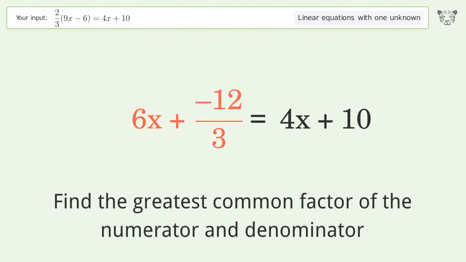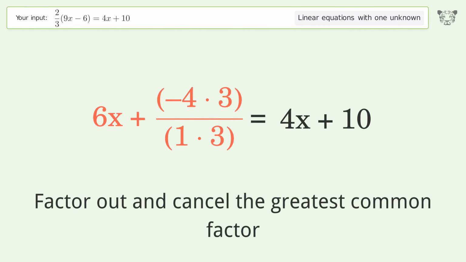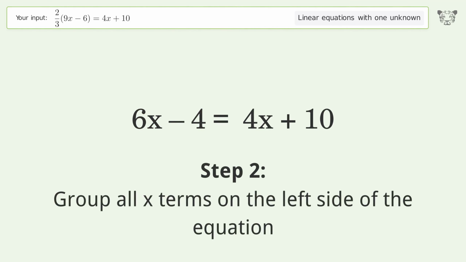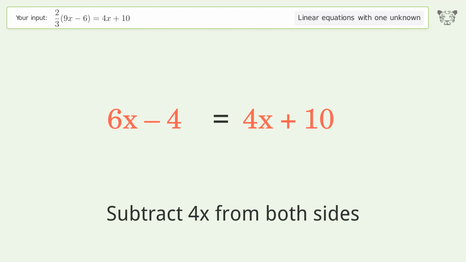Find the greatest common factor of the numerator and denominator. Factor out and cancel the greatest common factor. Group all x terms on the left side of the equation. Subtract 4x from both sides.